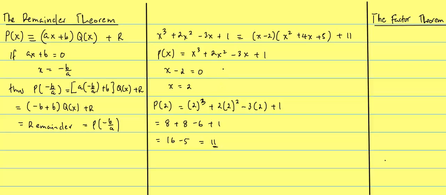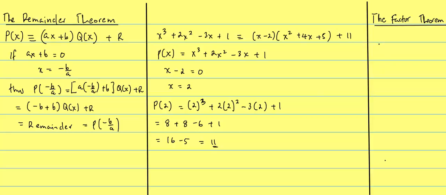So to recap, when you want to find the remainder when a polynomial is divided by a linear factor, what you will first do is equate that linear factor to 0 to find the x value which will make the divisor equal to 0, and then you substitute it into the original polynomial, and the constant that you obtain is going to be the value of the remainder.